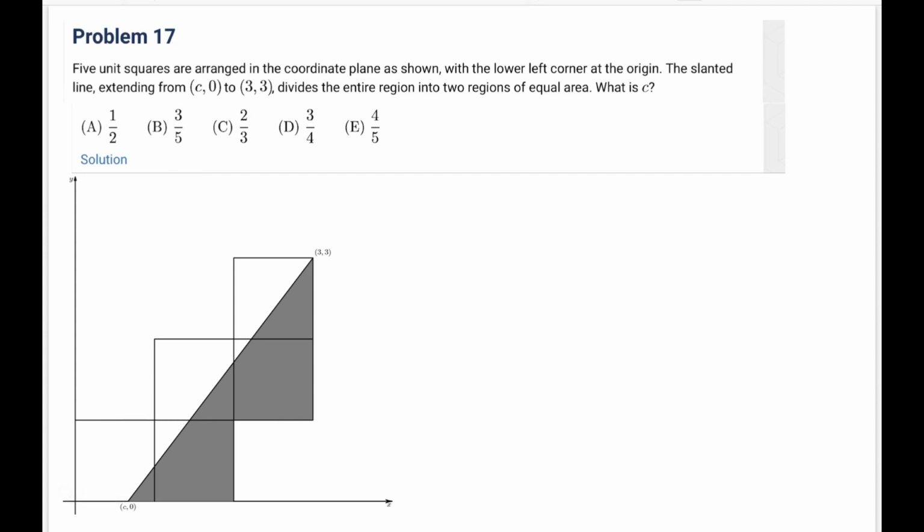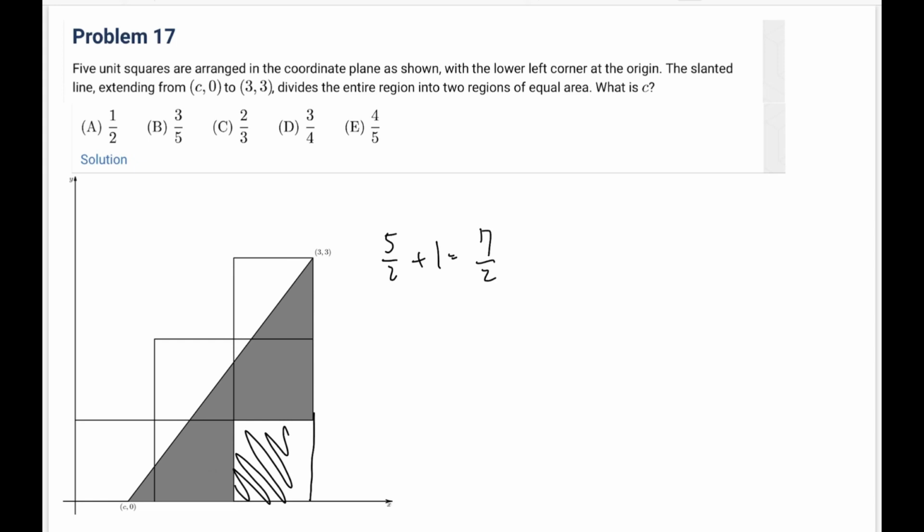17. 5 unit squares are arranged in the coordinate plane as shown, like this, in a W kind of shape, with the lower left corner at the origin. The slanted line extending from (c, 0) to (3, 3) divides the entire region into 2 regions of equal area. What is c? Okay, so it says 2 regions of equal area, which means that this area will be half of 5. So this is 5 over 2, right? 5 over 2. And then if we add one more square here, like that, it would be plus 1, right? So this is 7 over 2.